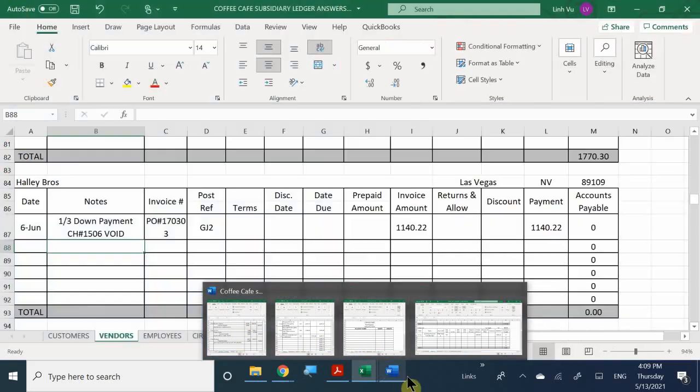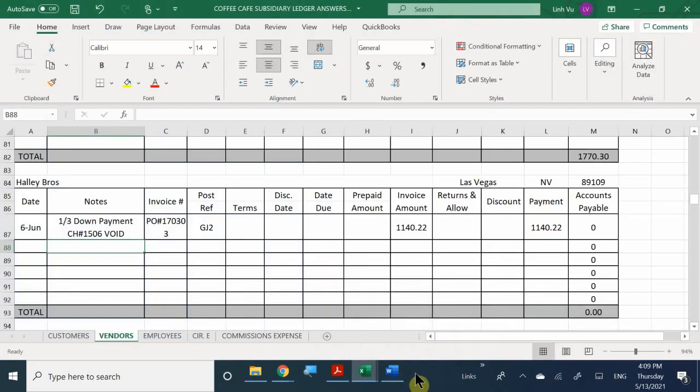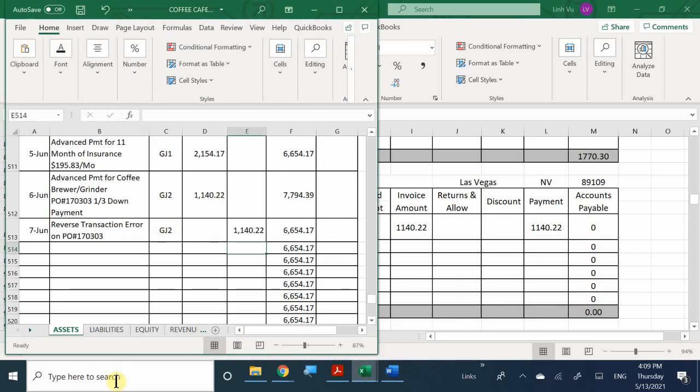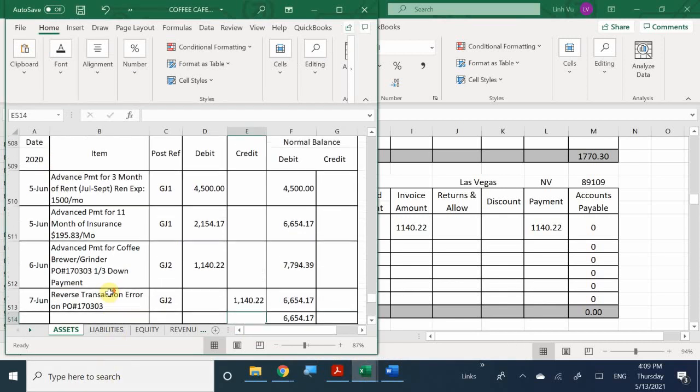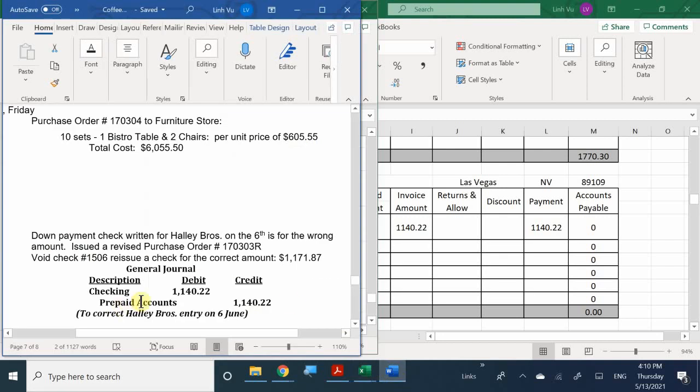All right. Can you show the prepaid accounts again? Say it again. Show on the ledger. Let's see. Okay. All right. So that was one portion of the transaction here.